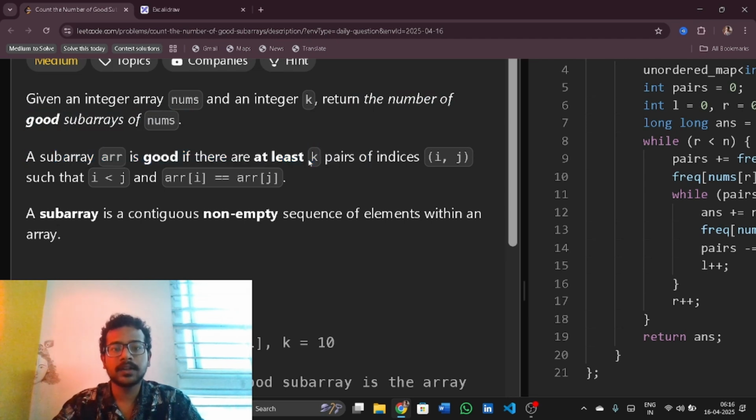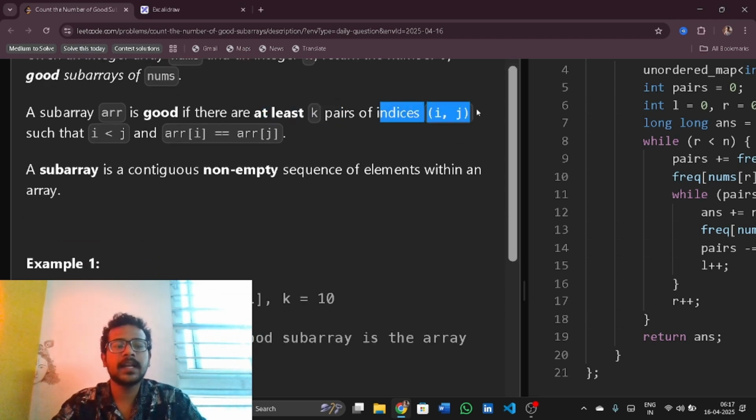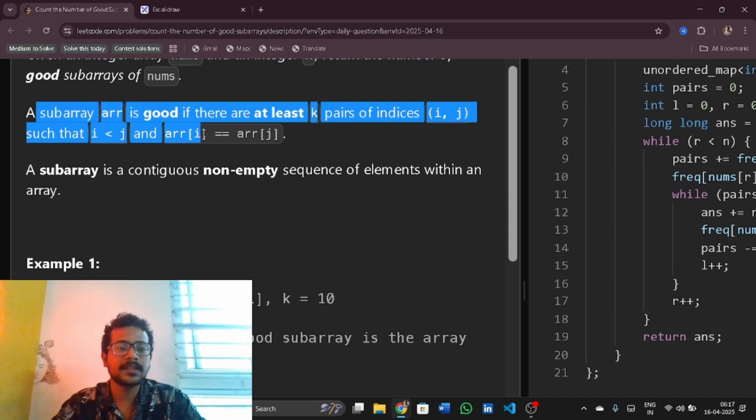They mentioned at least k pairs, not exactly. So it can be k pairs, or k plus 1, k plus 2. If k is 2, then we can get 2 pairs, and then we can also consider 3 pairs, 4 pairs, and so on. But at least k means we need at least 2 pairs in the subarray if k is equal to 2. It can be 3 pairs also. A pair is a pair of indices i, j such that i is less than j and array of i is equal to array of j.